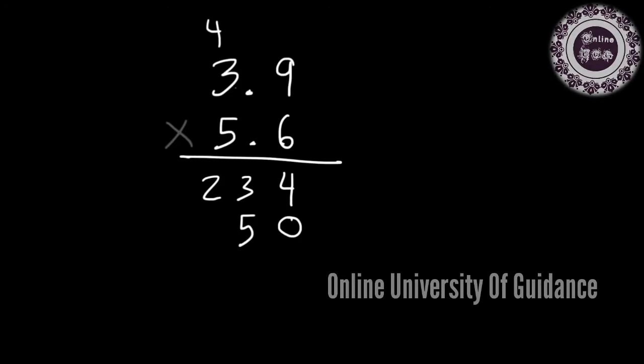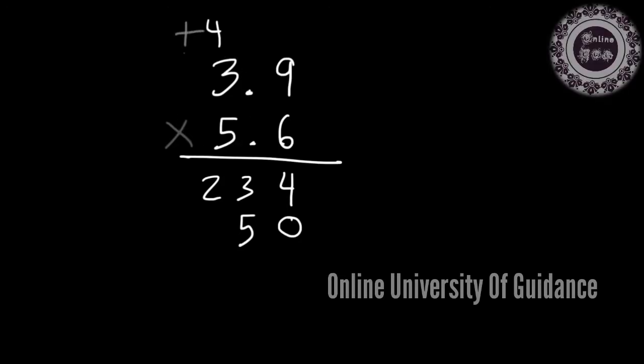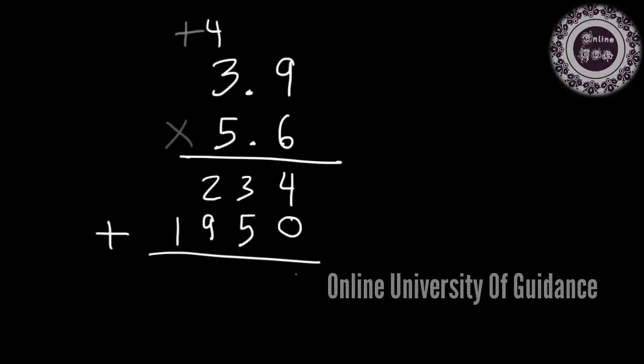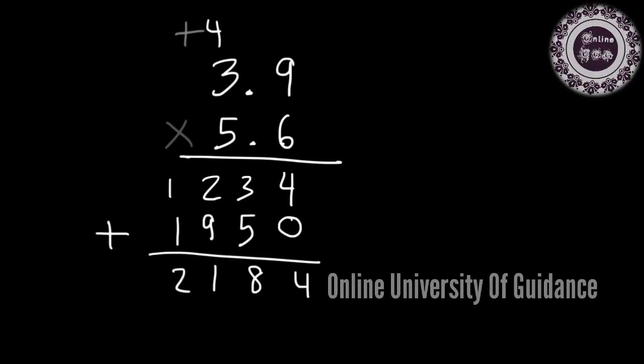Next, let's multiply 5 times 3. 5 times 3 is 15 plus 4. That's 19. Now what we need to do is add. 4 plus 0 is 4. 3 plus 5 is 8. 2 plus 9 is 11. Carry over the 1. 1 plus 1 is 2.